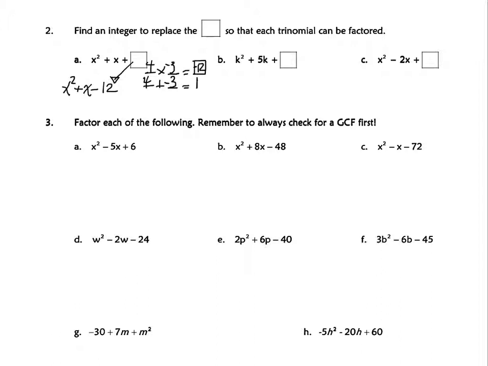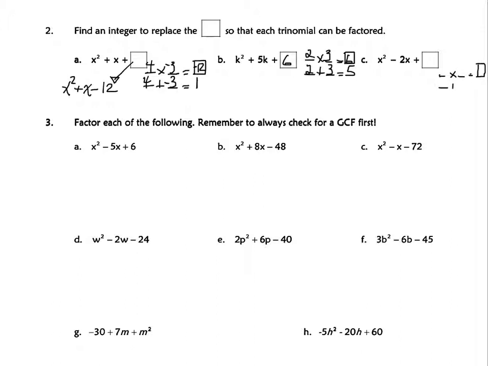The next one, you need 2 numbers that multiply to give you whatever's in the box, and they would have to add, though, to give you 5. So we'd have to start with what we know. We know that they have to add to give us 5, so I just pick any 2 numbers that add to give me 5, and then figure out what their product is. It would be 6, so that means 6 would have to go in that box in order for those to be factorable.